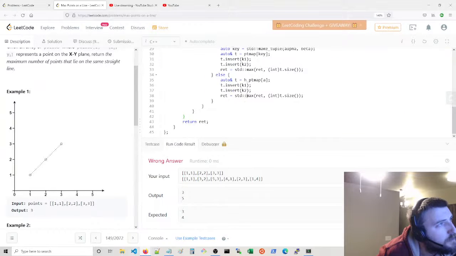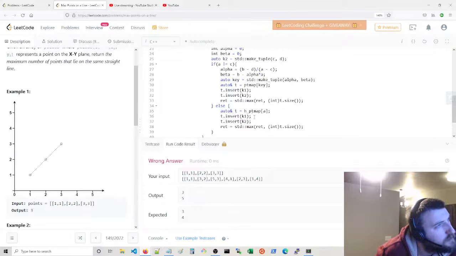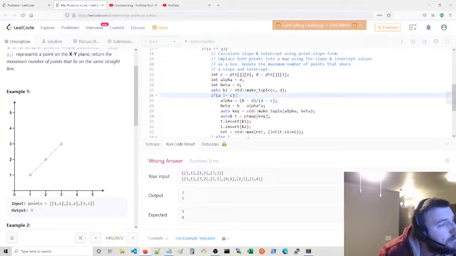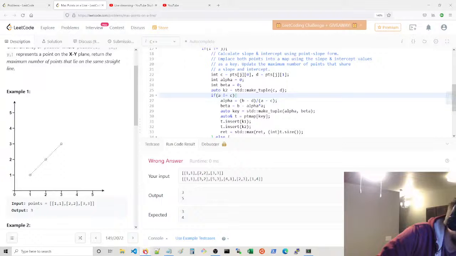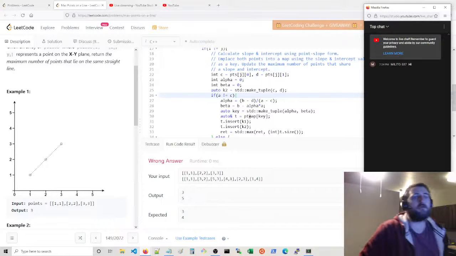Wait, what? Okay, this one I'm sure should be correct, unless my logic is wrong. It's interesting that it seems like this worked. I think it just randomly worked before.